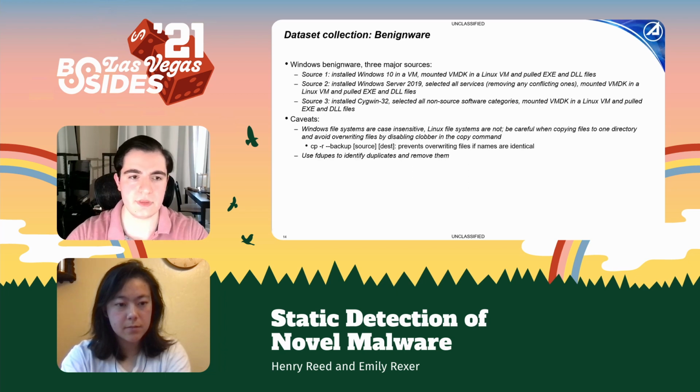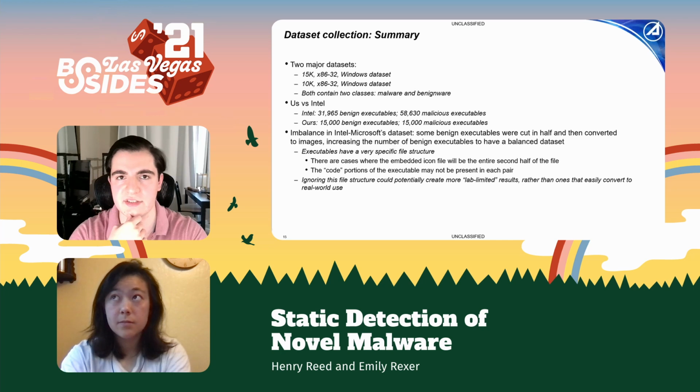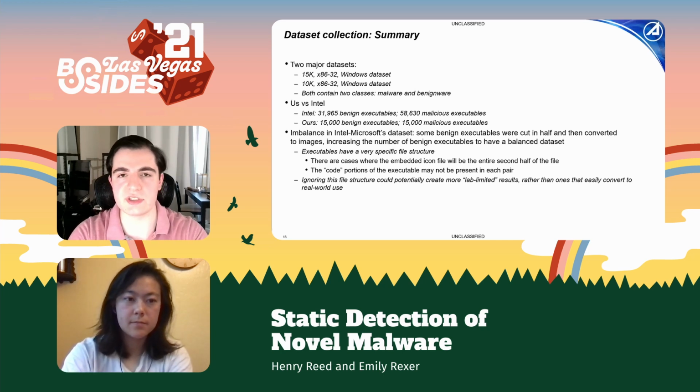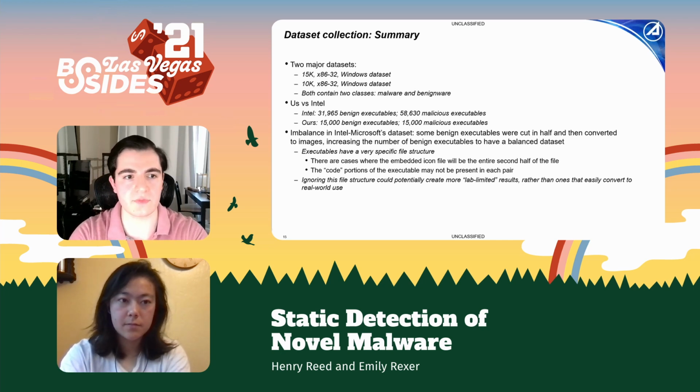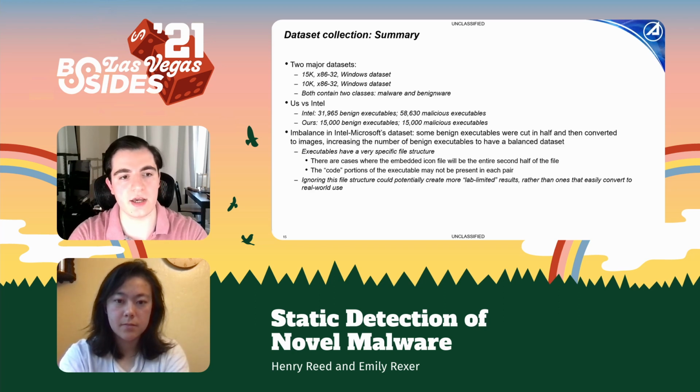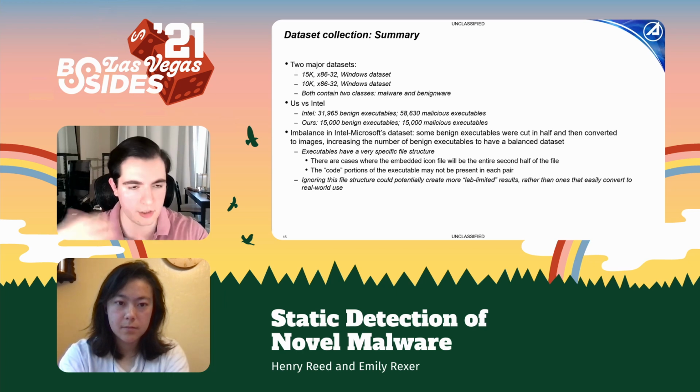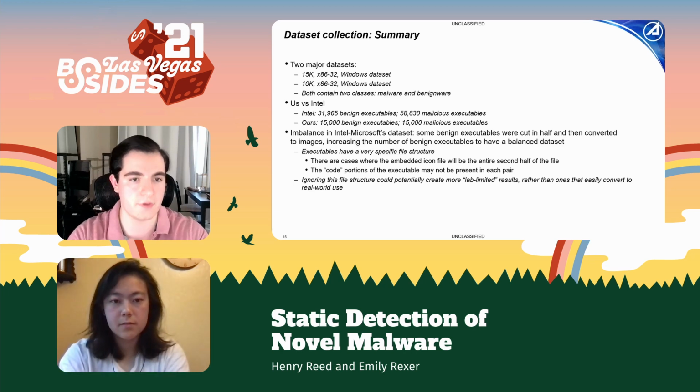So as a summary, we have 2 major datasets. We have 15K, which is the x86-32 dataset for Windows, and we have 10K, which is also an x86-32 Windows dataset. Both of these contain 2 classes called malware and benign-ware. So when I say 10K, what I mean is 10K malware, 10K benign-ware for a combination of 20,000 samples. Compared to Intel, the largest dataset we have is 15,000 for both classes, while they have around 60,000, give or take.